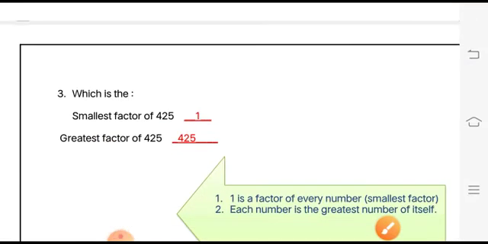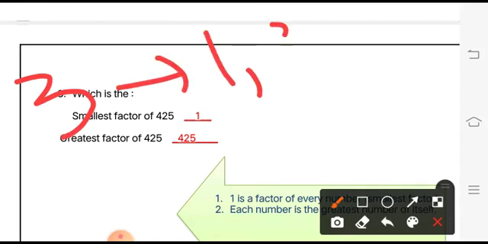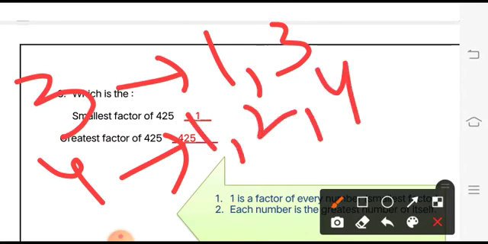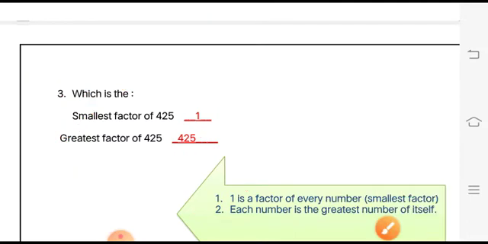Next we have: which is the smallest factor of 425 and the greatest factor of 425? As all of you know, 1 is the smallest factor of any number. If we take an example, say 3, its factors are 1 and 3. If we take 4, 1, 2 and 4 are its factors. If we take any number and find its factors, we'll observe that 1 is its smallest factor. So for 425, 1 will be the smallest factor.